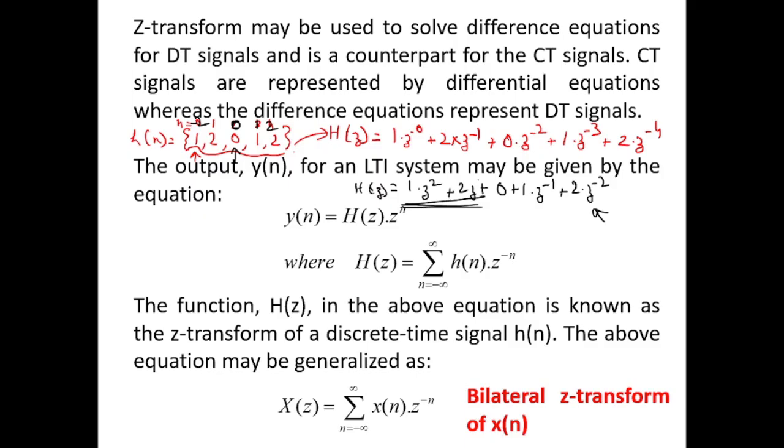That means they were associated with the non-causal part. Causal means from time instant 0 towards infinity, so previous to that, it becomes non-causal. So when we have this bilateral z transform, it is basically considering the time points from minus infinity to infinity. For a causal system, this n starts with 0.